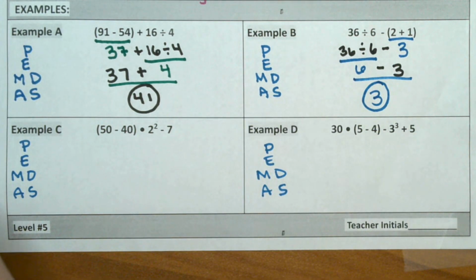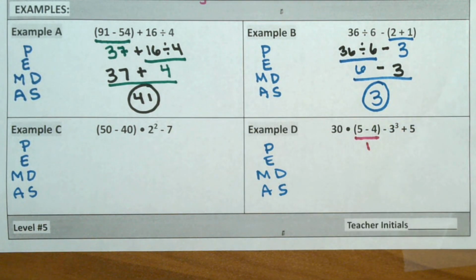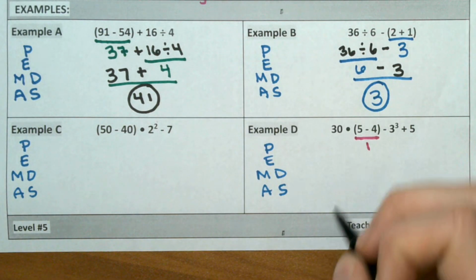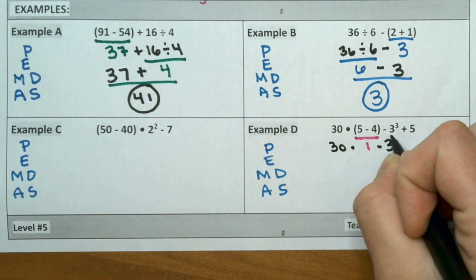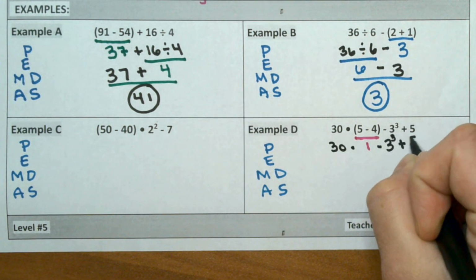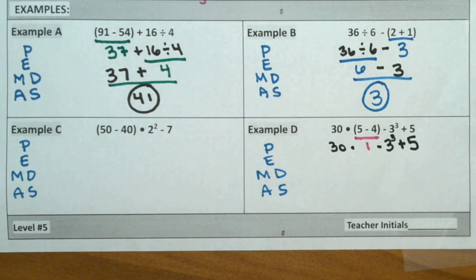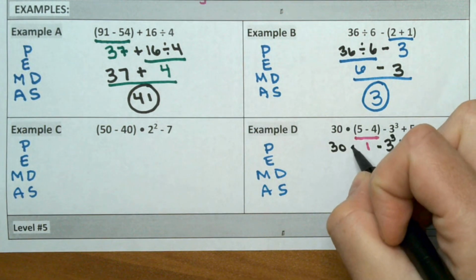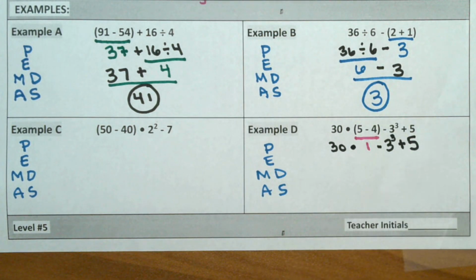For example D, I always look for parentheses first, and we do have parentheses here. Choose a different color. Okay, so I'm going to underline 5 minus 4, which is 1. Then I'm going to bring down everything else right beneath where it's written. Make sure when you write your exponent that it's small and in the top right corner. You want to make sure this doesn't look like 33 because a lot of times things get messy with student work and then you can make an error. So now our new problem is 30 times 1 minus 3 cubed plus 5.